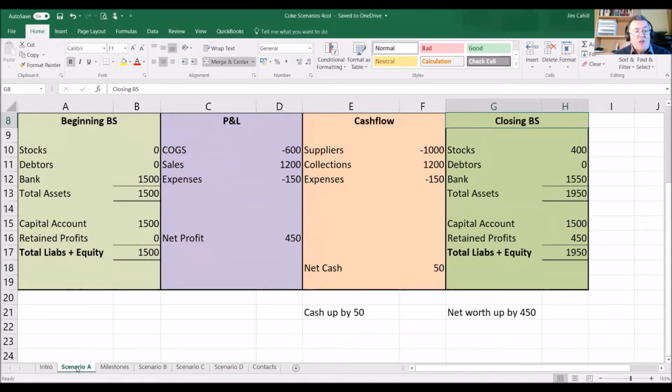So our opening balance sheet has 1,500 in assets, which is the bank, and then the 1,500 owed back to Anthony. So we're looking at it from the business perspective.